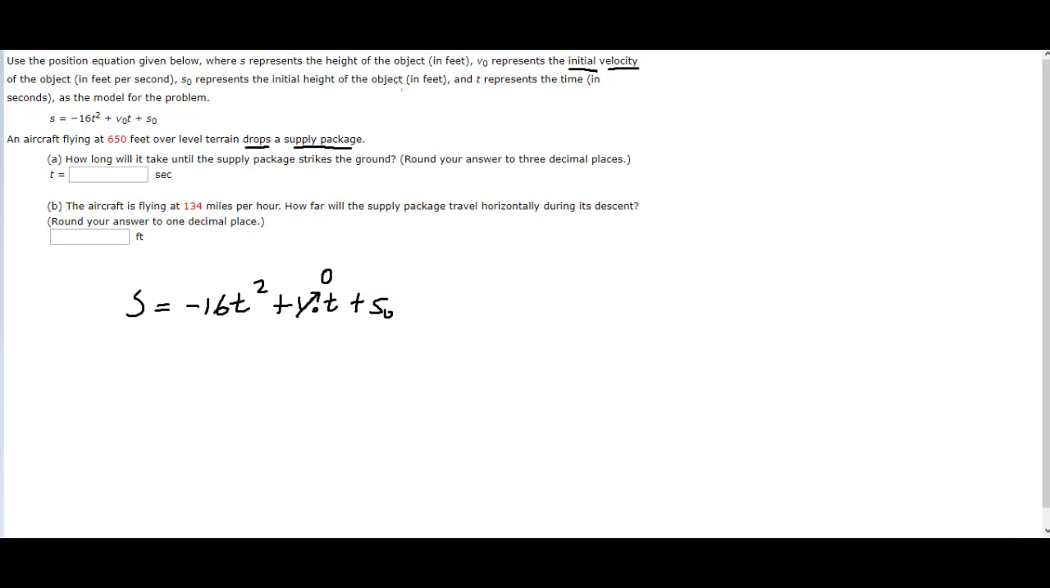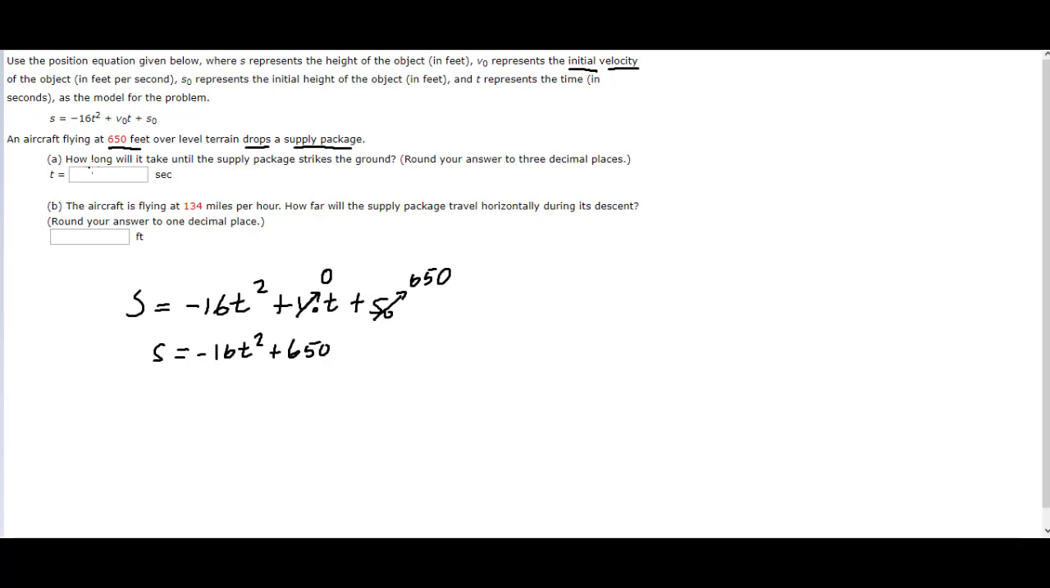Now, the initial height of the object is pretty clearly shown there. Hopefully you see that is 650. That's how high in the air the plane is. So for part A, our equation becomes S is negative 16t squared plus 650. Okay.